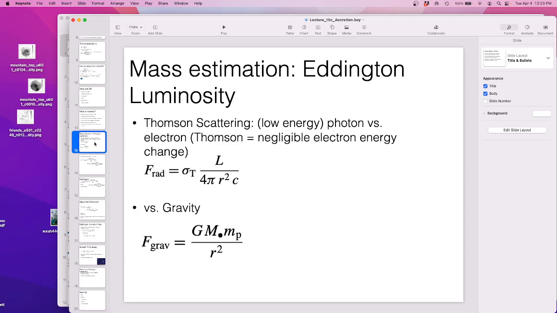Does that make sense? So this is just saying, how likely am I to smash my photon into my proton? And how many photons do I get? So that's the total likelihood of smashing that proton, divided by how thin I've spread out my photons. So the photons spread out as they get further away from the star. So when I balance these two things, I get the force of gravity. The force of gravity for the thing to accrete has got to be larger than the force of radiation.